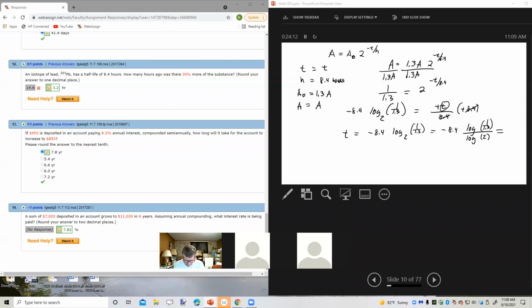So negative 8.4 and then log of 1 divided by 1.3, close that up. Divided by the log of 2, close that up, and I get 3.17949, etc. It says round to 1 decimal place, so the 7 would round up to 3.2 hours. Okay with that problem?